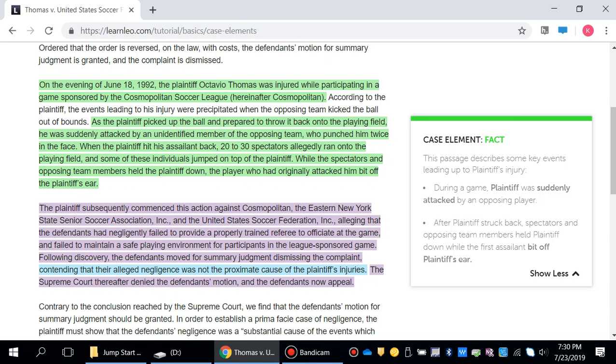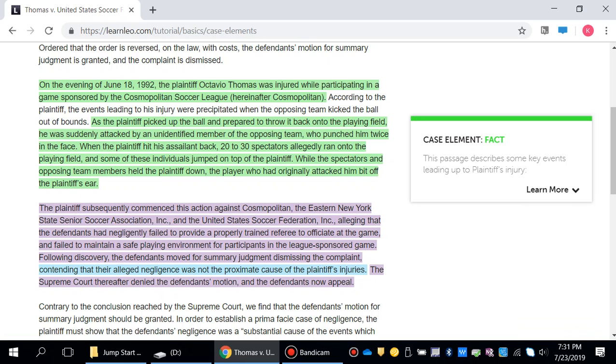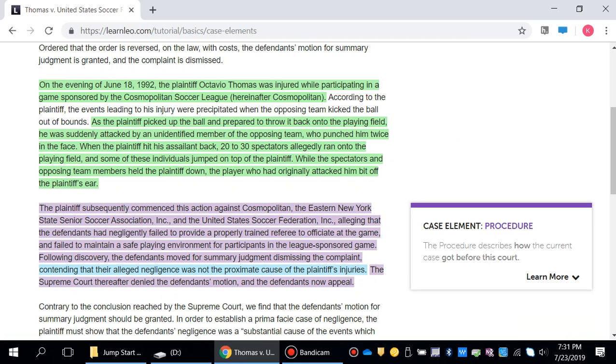So this is what happened. Notice that there's more facts in here. It's summarized here. You won't know which of these facts mattered the most until you read further the court's decision. So facts. Procedure. How did this case get before this court?